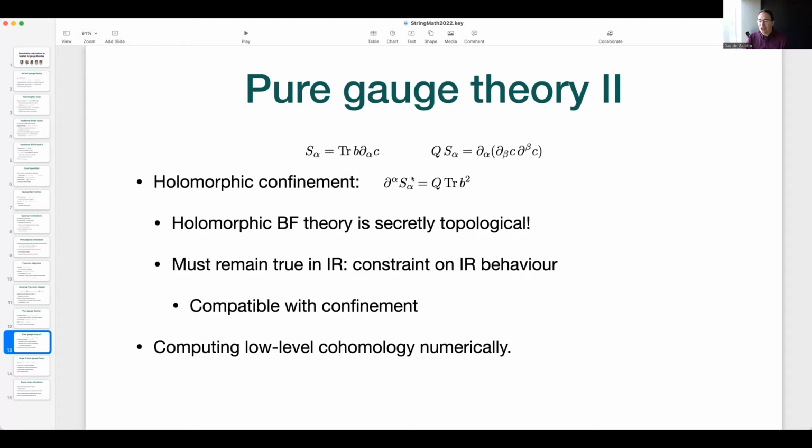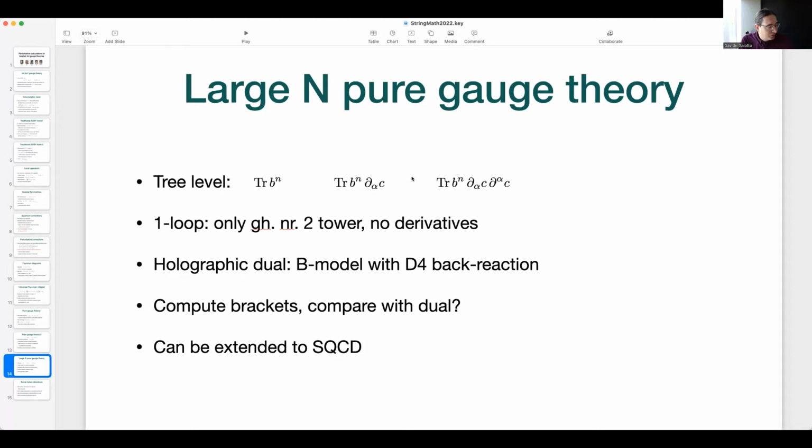And I hope it's a manifestation of the power of this holomorphic twist to study the physics of these theories. We have also been computing the low-level cohomology numerically for these theories, and we hope to be able to learn something about the non-perturbative corrections to the factorization algebra from these numerical calculations. We have done some large N calculations as well.